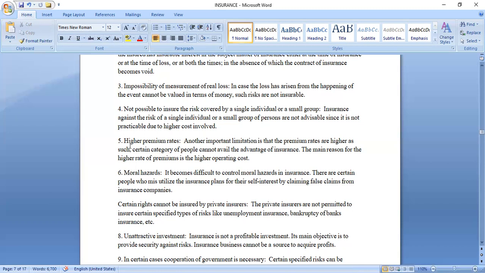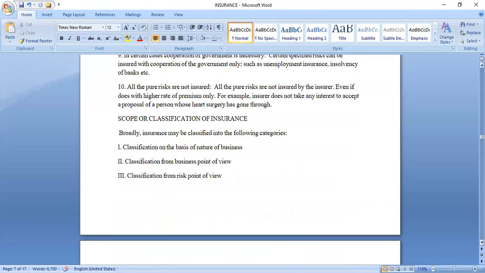Then these insurance companies, most of them or some of them, have higher premium rates, and we've seen that for insurance to be successful, these premium rates should be feasible. The premium rates should be feasible, they should be affordable. So if it is costly, that is a limitation.